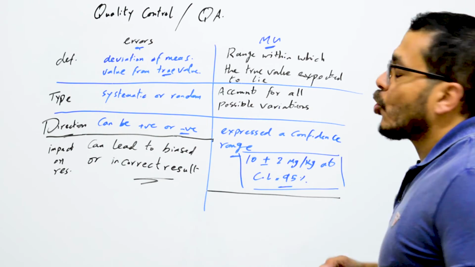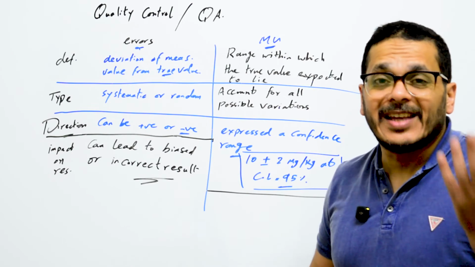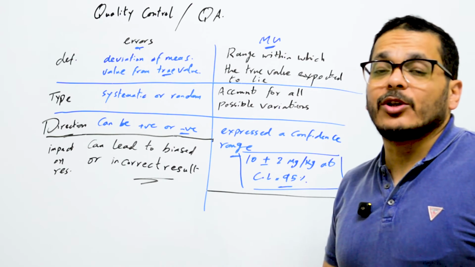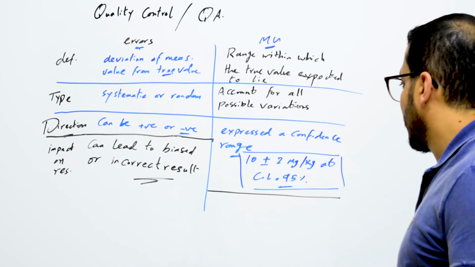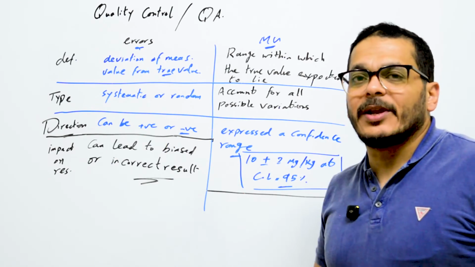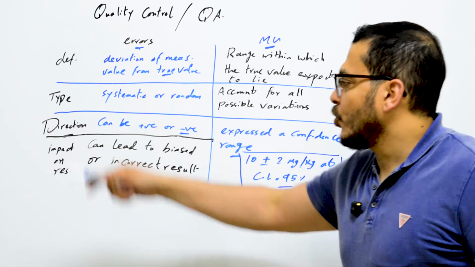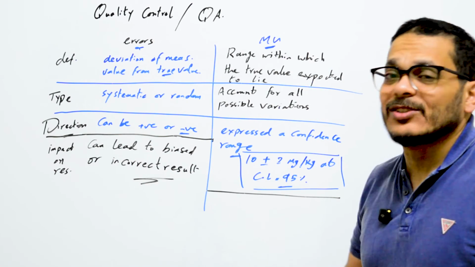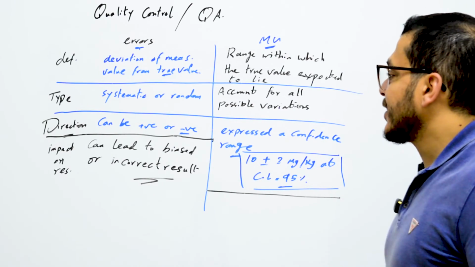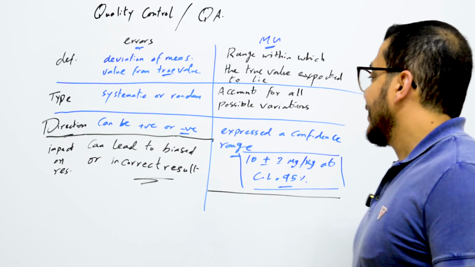And measurement uncertainty is expressed as a confidence range. At the end, you will write the final result for the sample concentration, 10 microgram per kilogram as an example, plus or minus 2 microgram per kilogram, after you calculate the measurement uncertainty value at a confidence level of 95%, as we have explained many times before. So it is expressed as a confidence range. As for impact on the result, errors can lead to a biased or incorrect result. If you have more errors, they will affect the accuracy of results, and they should be eliminated or reduced.